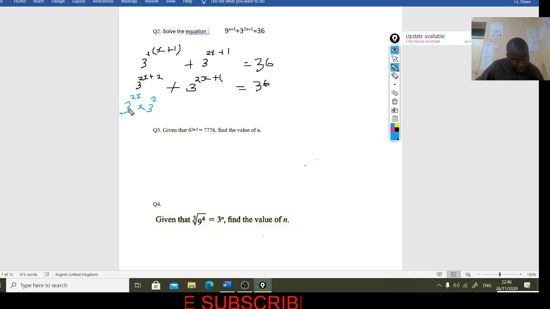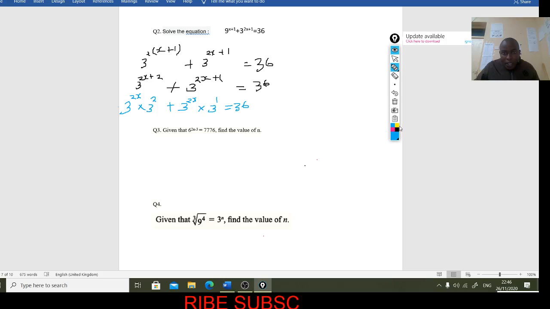because if the bases are the same, then you take the base, copy the base and add the powers. So it is 3 power 2x plus 2. You get the same thing. So plus, the same applies here, it will be 3 power of 2x times 3 power of 1, which is equal to 36.